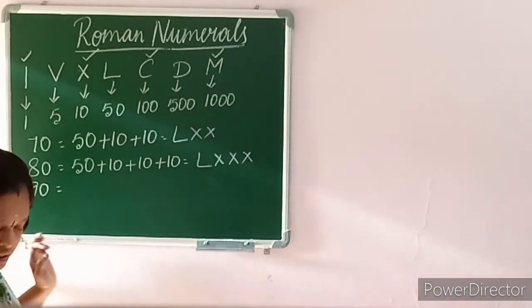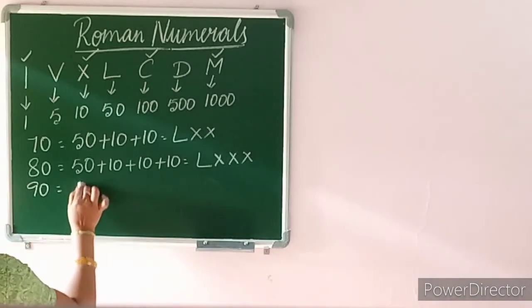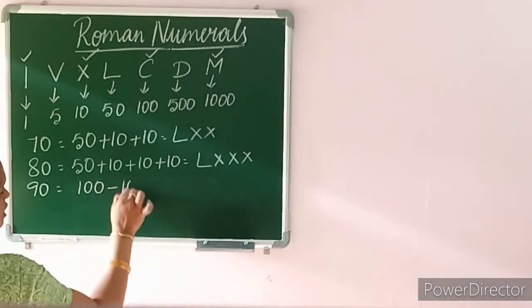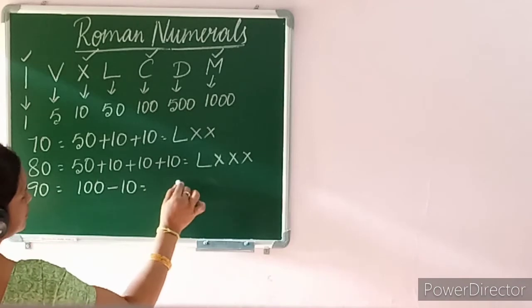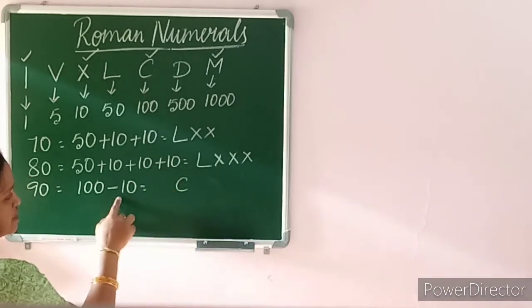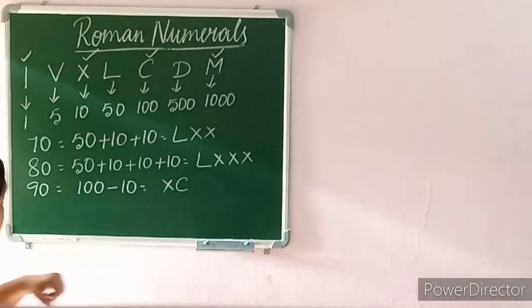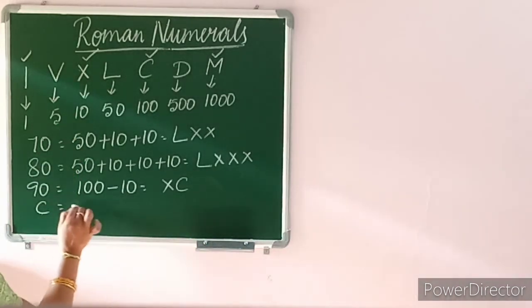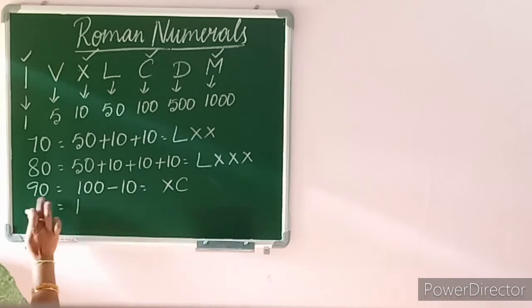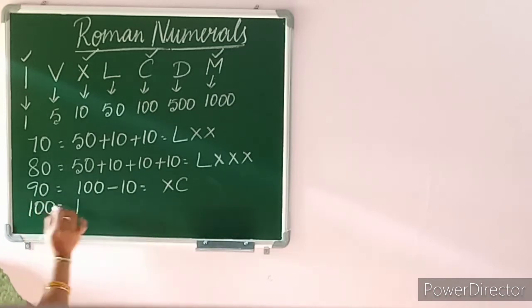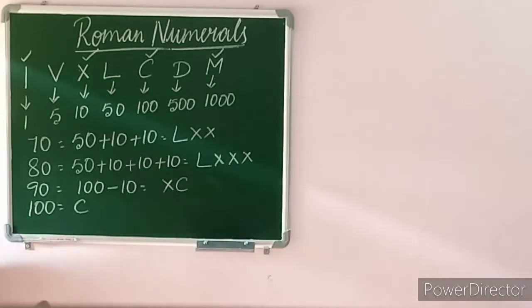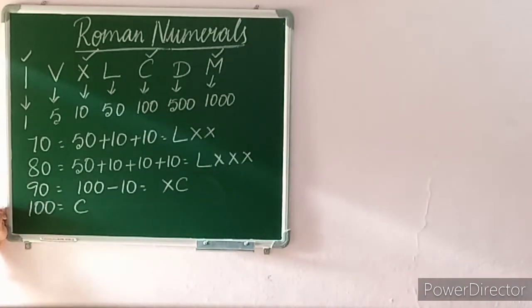90 is very close to 100. So take 100 minus 10. What is the symbol for 100? C. As this is minus, write 10 on the left side of C. So what is 90? XC. And for 100, you have the direct symbol C. So I hope now it is clear to all of you how to write the numbers from 1 to 100. Right. Now let us move on.